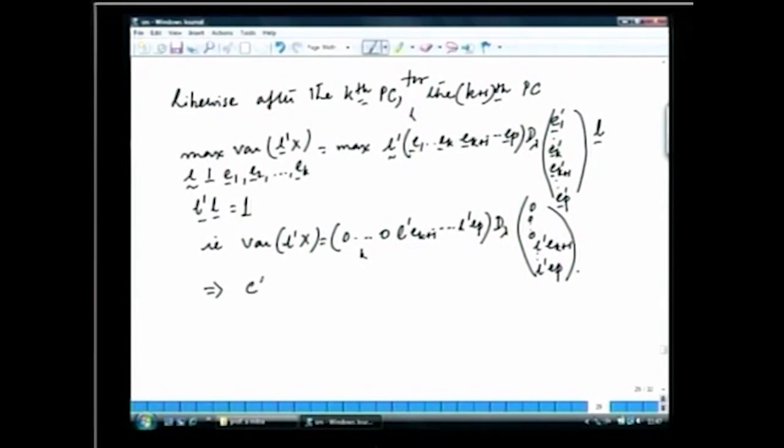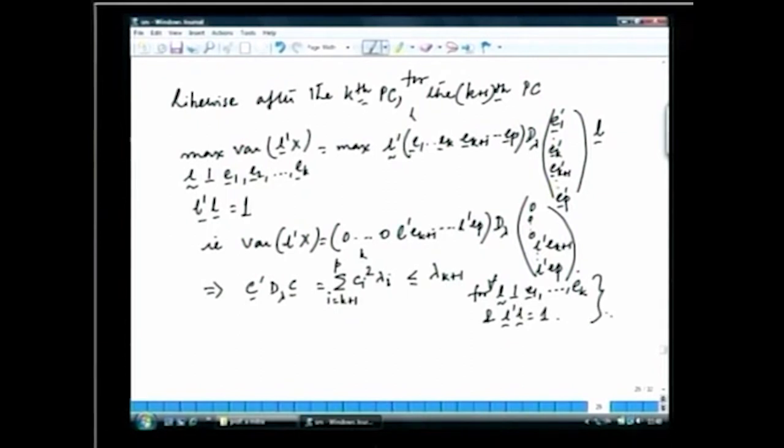So, this variance is nothing but, you can define some vector, let us call this C. So, we have C transpose D lambda C, which is equal to the sum of C i squared lambda i, where i is now going from k plus 1 to p, and this obviously has to be less than or equal to lambda k plus 1. Note that while writing this, we are considering the fact that L is orthogonal to e 1 to e k, as well as L transpose L is equal to 1. After considering these two sets of criteria, we obtain this.